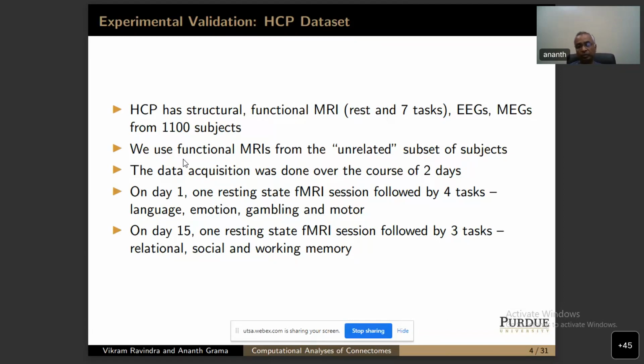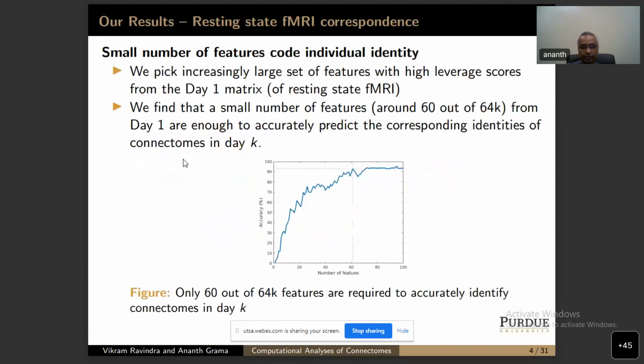The data acquisition for this particular data set is done over 2 days. On day 1, the subject is performing resting state fMRI, followed by 4 tasks: language, emotion, gambling, and motor. The second session happens 2 weeks later. So on day 15, once again, there's 1 resting state fMRI session, followed by relational, social, and working memory tasks. So this is the whole data set that we're working with. And once again, there are about 1,100 subjects in this data set.